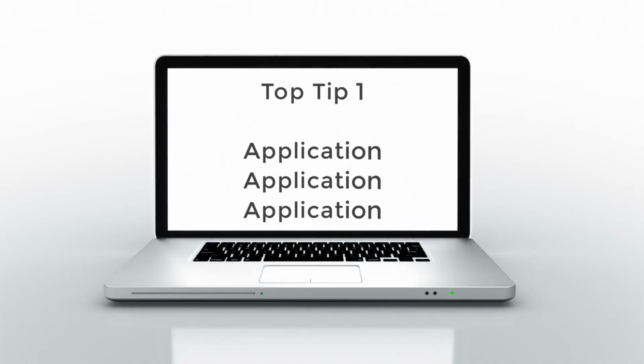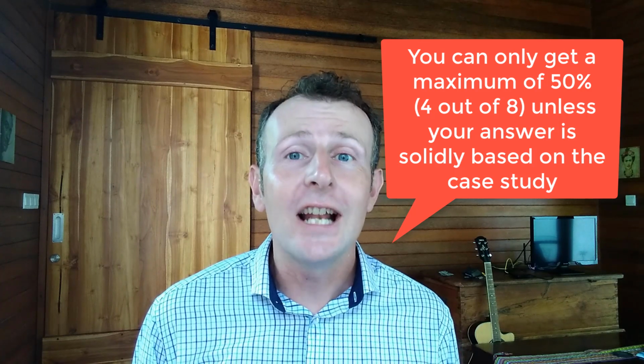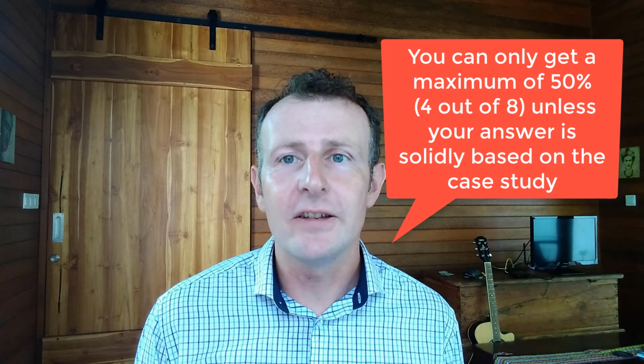So now, let's check out some tips for maximizing your marks in analysis questions in Paper 2. Tip 1. Application, application, application. In analysis questions, you can only score a maximum of 50%. That's 4 out of 8, unless you refer explicitly to the case study.